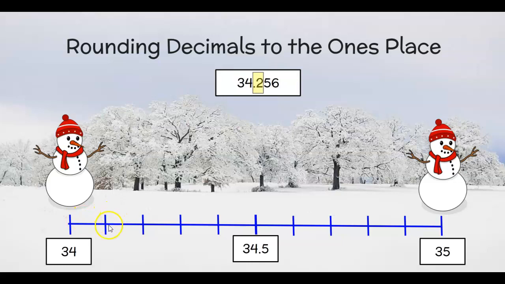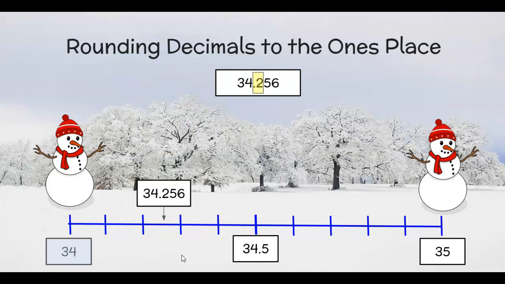This is 34. This would be 34 and 1/10, 34 and 2/10, and then I have the 256 thousandths. That 56 kind of puts it over here in between the 2/10 and 3/10. Excellent. So is this closer to 34 or is it closer to 35?